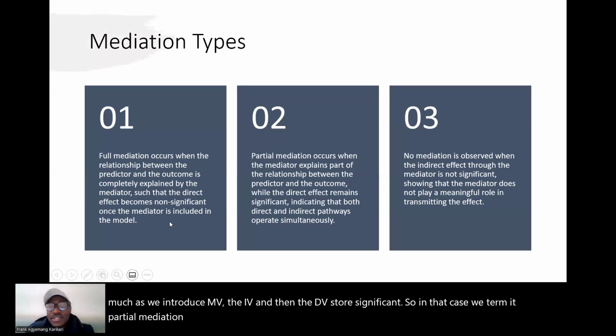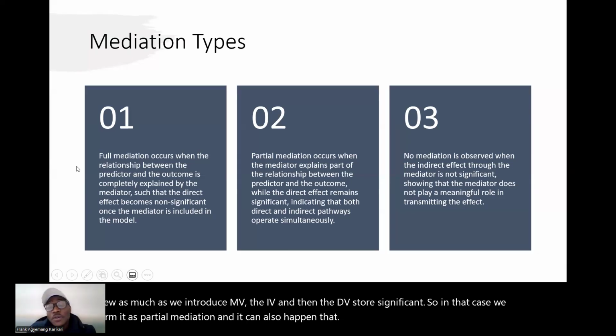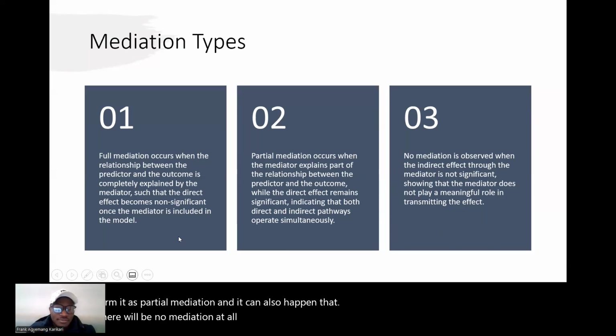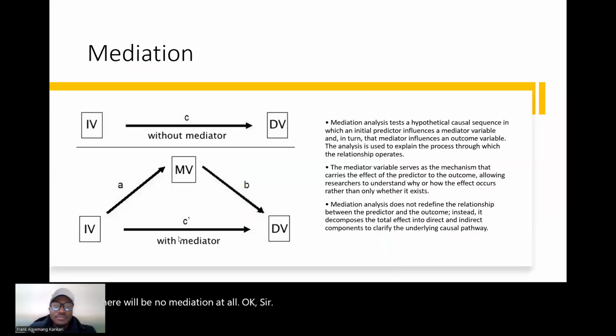And it can also happen that there will be no mediation at all. Can I ask a question? Okay, sir. Yes, please. I want to get a full mediation. So full mediation is a situation where A and B are significant in the model, but the presence of the MV makes C not to be significant. Is that the understanding?